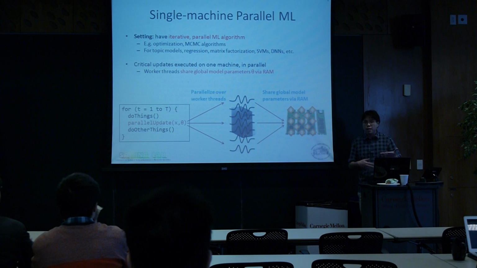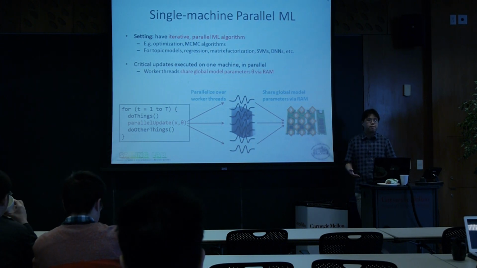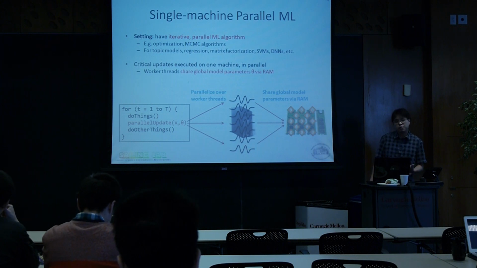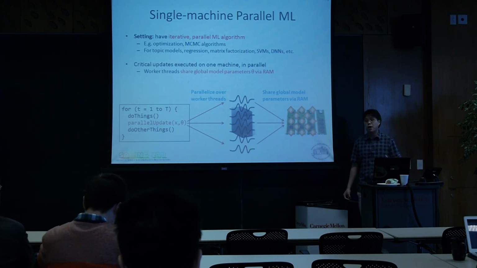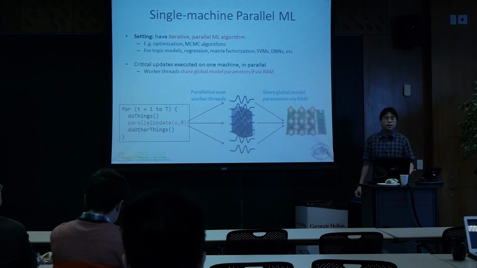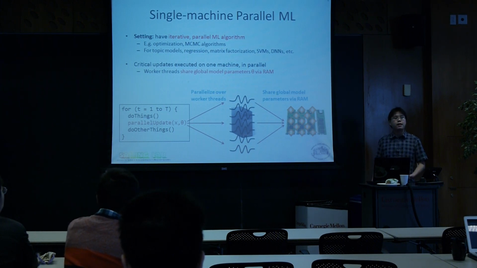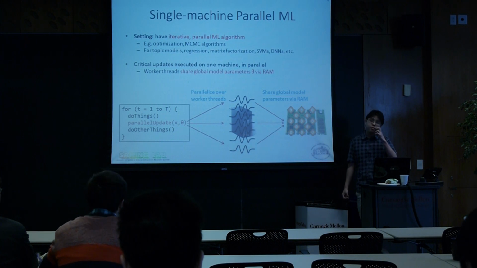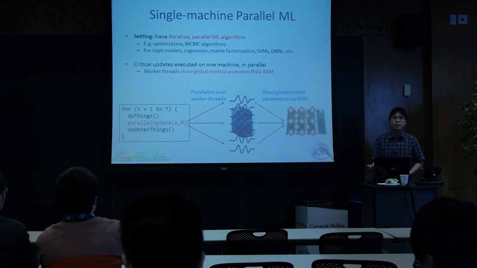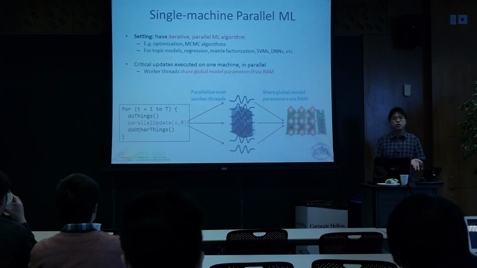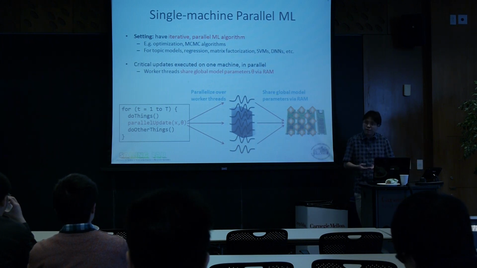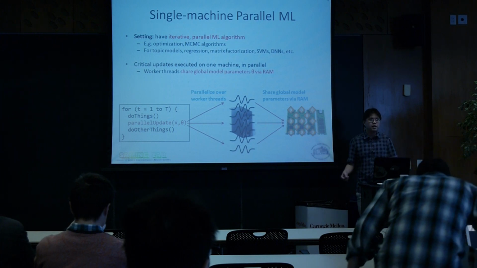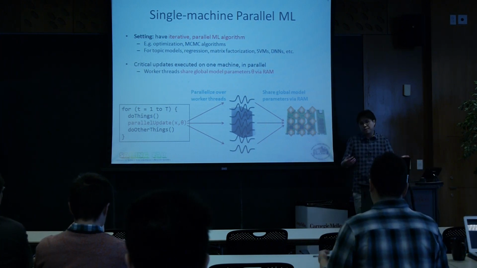Oftentimes, we develop parallel algorithms for these basic optimization and MCMC techniques. And the idea is to have the critical section executed on one machine in parallel. But when you execute these things in parallel, you often have to share the model parameters, which are called theta. You have to share the model parameters via RAM. For example, if you are trying to update the topic vectors on one document, and then the topic vectors on document 100, they both still have to share the word topic table in LDA.